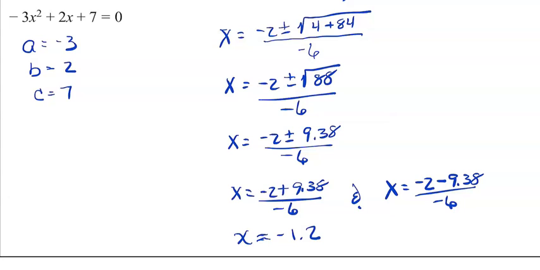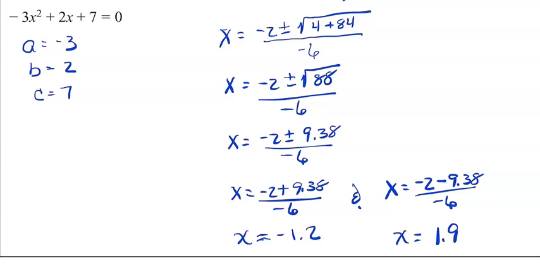If I look at the next solution, I'm going to say, well, x is negative 2 minus 9.38, so that's going to be negative 11.38. Divide that by negative 6, and my calculator gives me 1.89666. So I'm going to go ahead and round that to the nearest 10th. So 1.89 will round to 1.9.